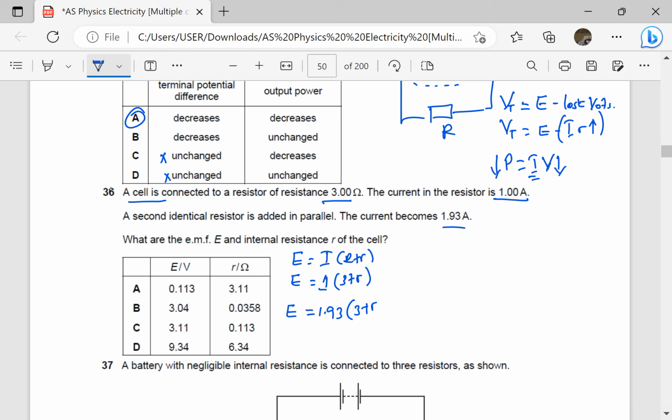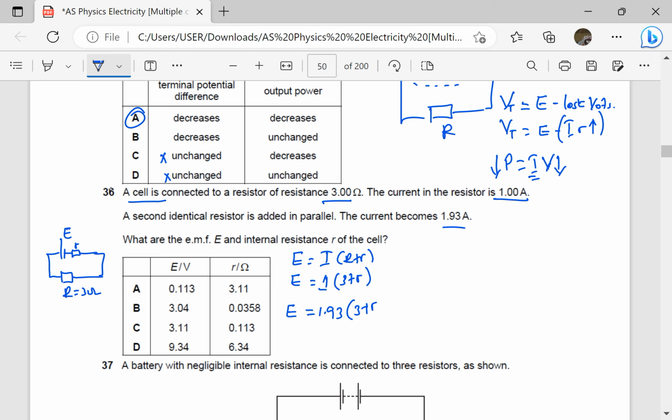Let me sketch this. The first case is like this. We have a battery which has internal resistance connected in series with a fixed resistor R, which is 3 ohms. So this is small r, that is E.